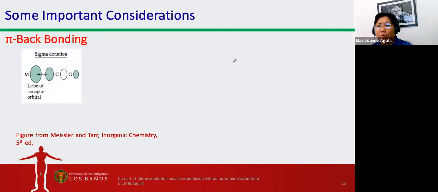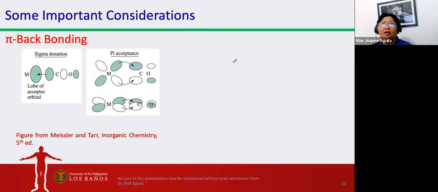So when the ligand coordinates with the metal, for example, we have here carbon monoxide, the carbonyl ligand coordinates to the metal to form the sigma bond. So what happened is the lone pair is being donated to the empty acceptor orbital of the metal. Now, because there are orbitals in the metal, particularly the d orbitals, that are of the same symmetry as the molecular orbital of CO, particularly the empty pi star orbital of CO.